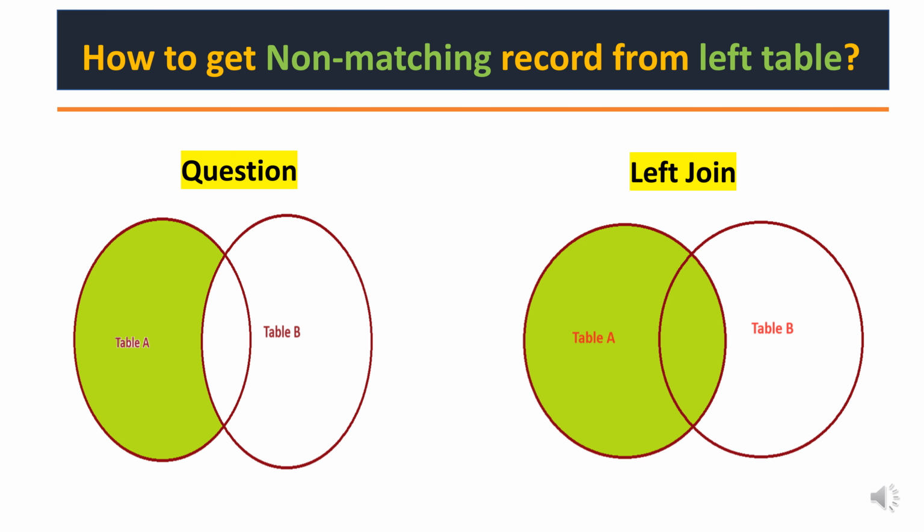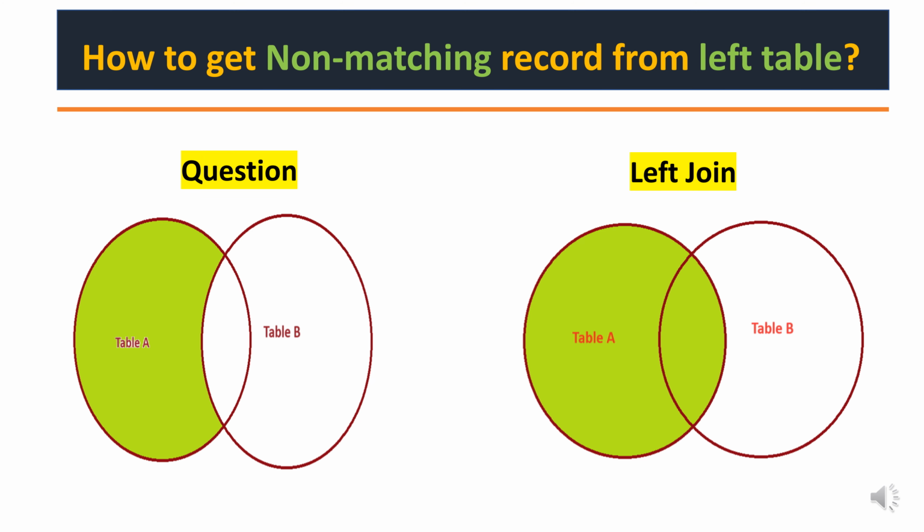How to get non-matching records from the left table. And guys, this is also a very commonly asked interview question, and it is very important from the interview perspective. When we take an example of left join, the result we get is the matching records as well as the non-matching records from the left table. But here the trick is that the interviewer is asking you to get the non-matching records from the left table only. So try to understand the difference between left join and what the interviewer is asking you.